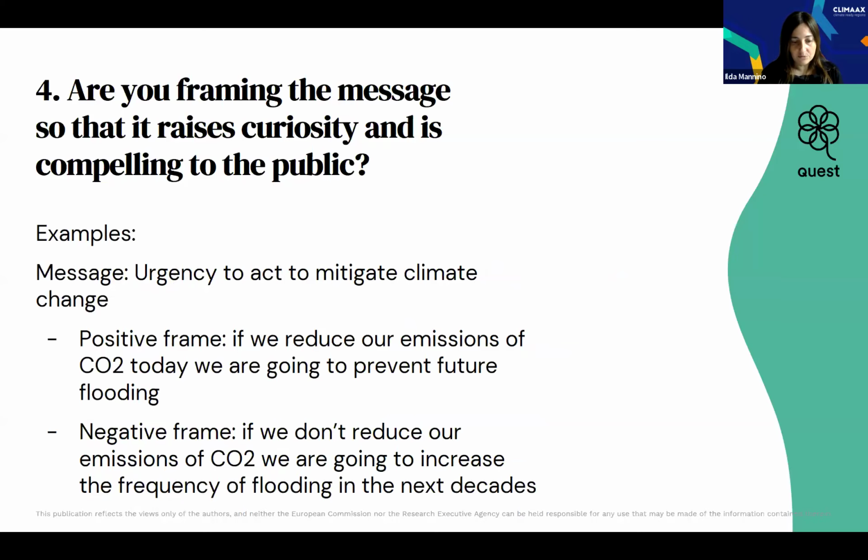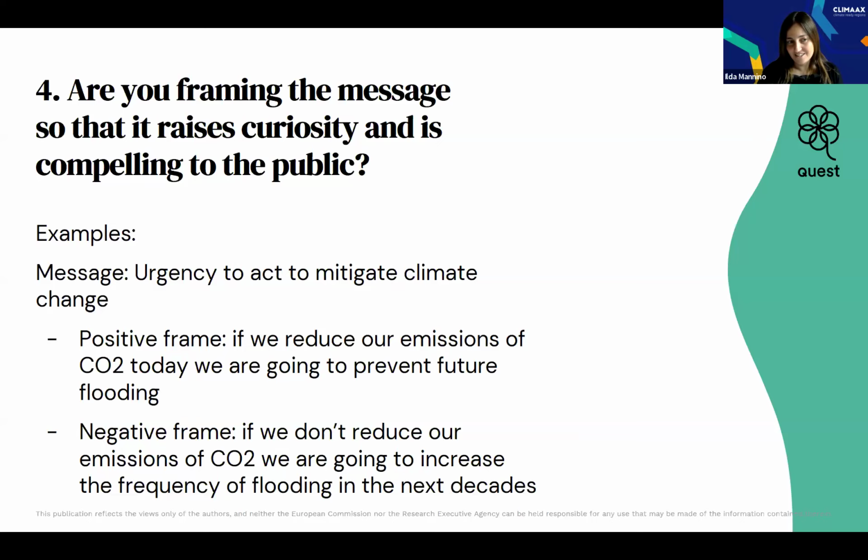On the one side, you can have a positive frame. So you can say that if we reduce our emissions of CO2 today, we are going to prevent future flooding. Or a negative frame: if we don't reduce our emissions of CO2 today, we are going to increase the frequency of flooding in the next decades, or extreme events.